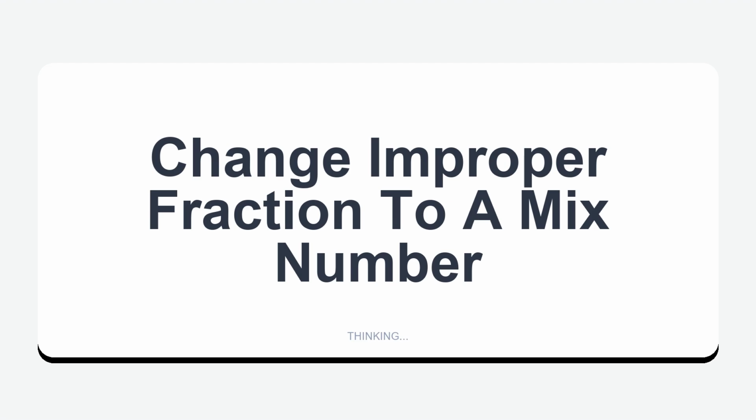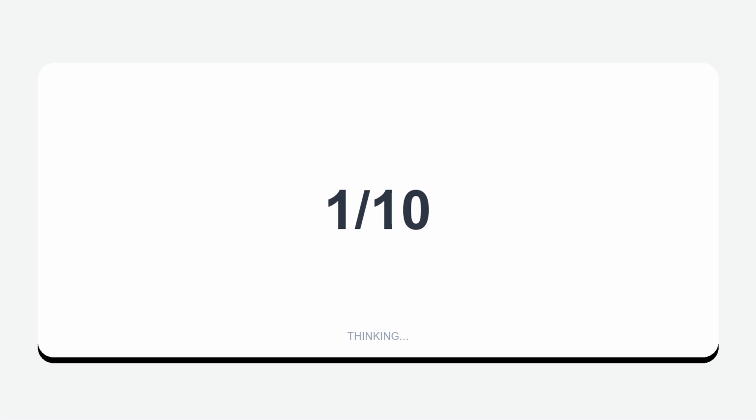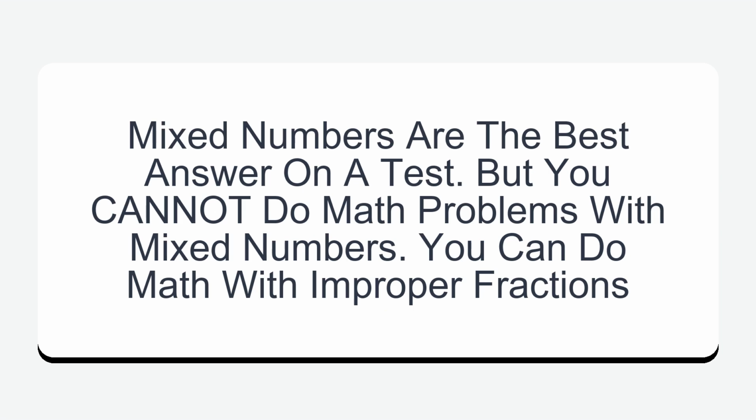Change improper fraction to a mixed number: divide bottom into the top. Never choose improper fraction for a test answer. 1/10 is 10%. Change mixed number to improper fraction. Mixed numbers are the best answer on a test, but you cannot do math problems with mixed numbers. You can do math with improper fractions.